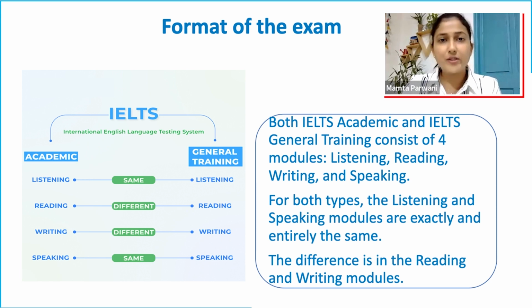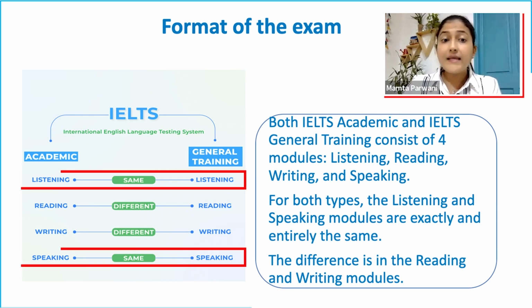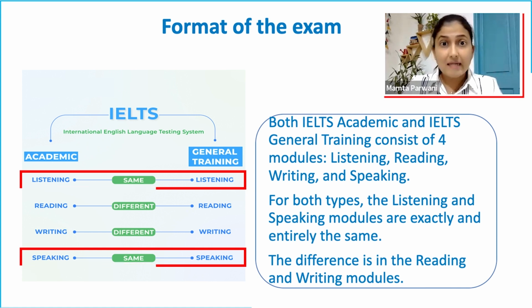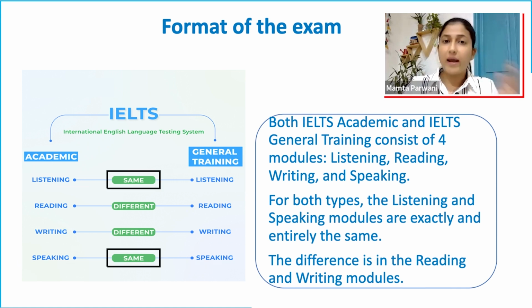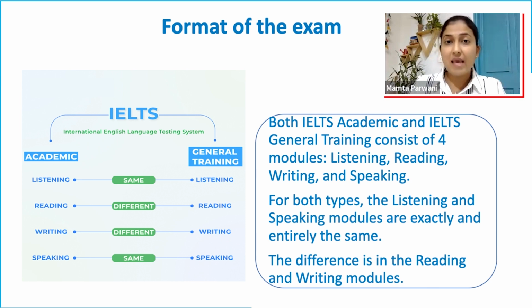Now, what is the difference between the two types? As you can see on the screen, listening and speaking are exactly and absolutely the same for academic and general training. You will be sitting in the same exam hall, listening to the same audio. I'll explain what these audios are, don't worry. So you will be appearing for the same paper. An academic candidate will be appearing for the same paper as a general training candidate.